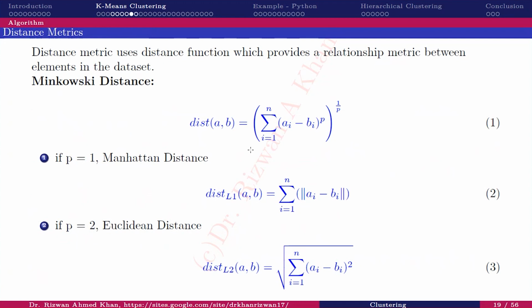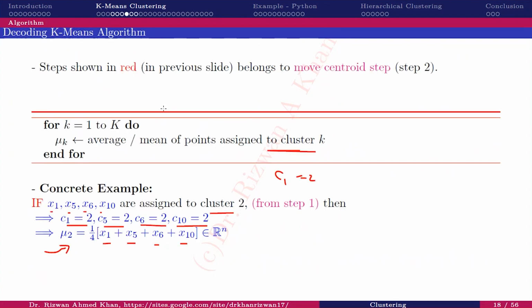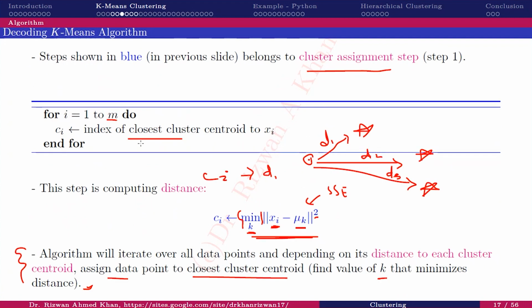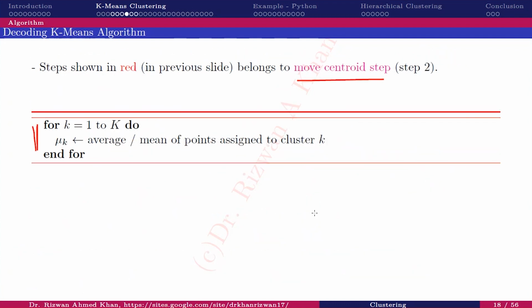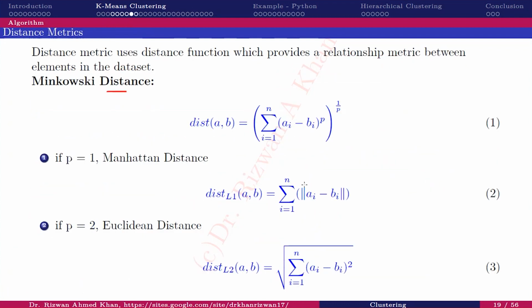Right? Just for the sake of completeness of the discussion, we have already seen this distance, because we are calculating distance in the first step. In the cluster assignment step, we are finding the distance of the data point to the cluster centroid, and we have different choices of distances.